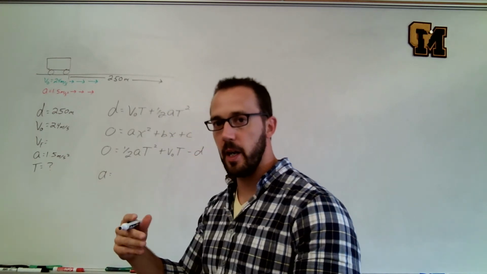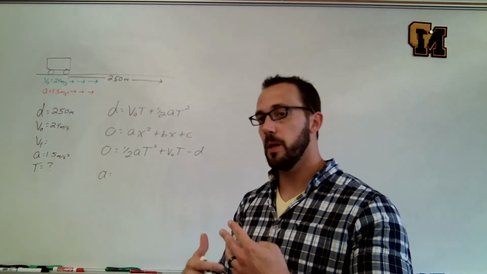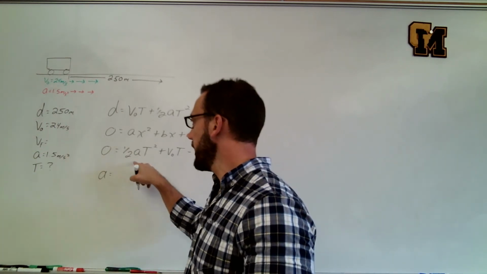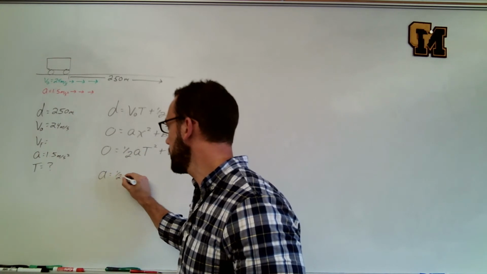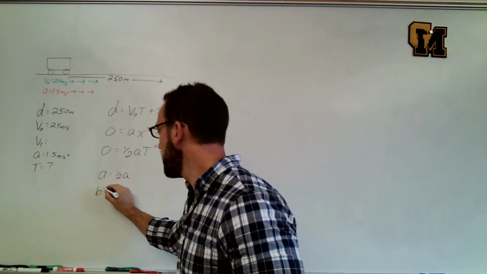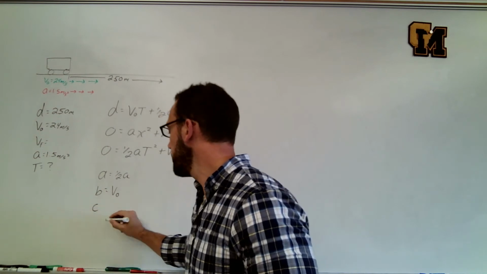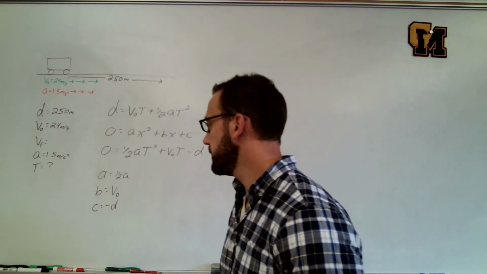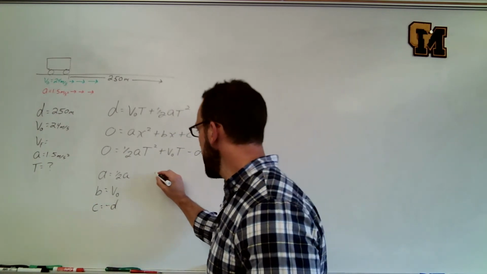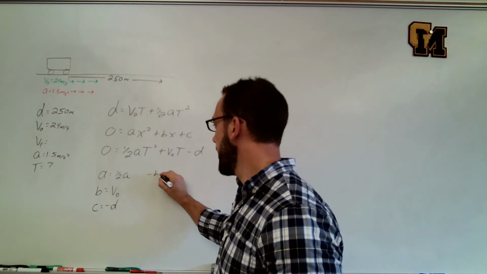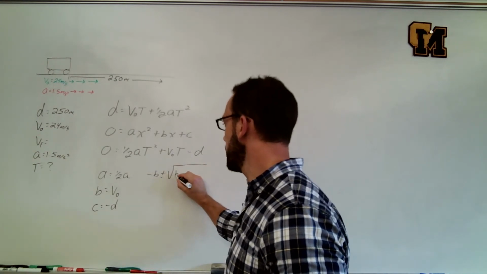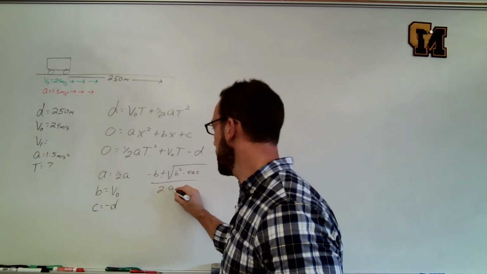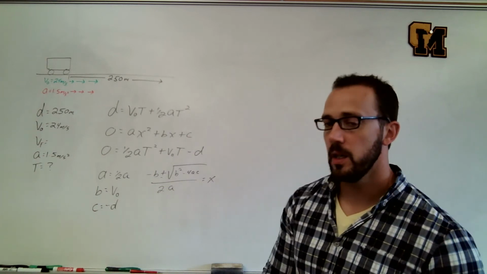So my a term, when I set up my quadratic formula, which is negative b plus or minus square root of b squared minus 4ac all over 2a, my a term is 1/2 acceleration. My b term is v naught, and my c term is actually negative d. So when I take my quadratic formula equation, which is negative b plus or minus the square root b squared minus 4ac all over 2a, that would give me x.